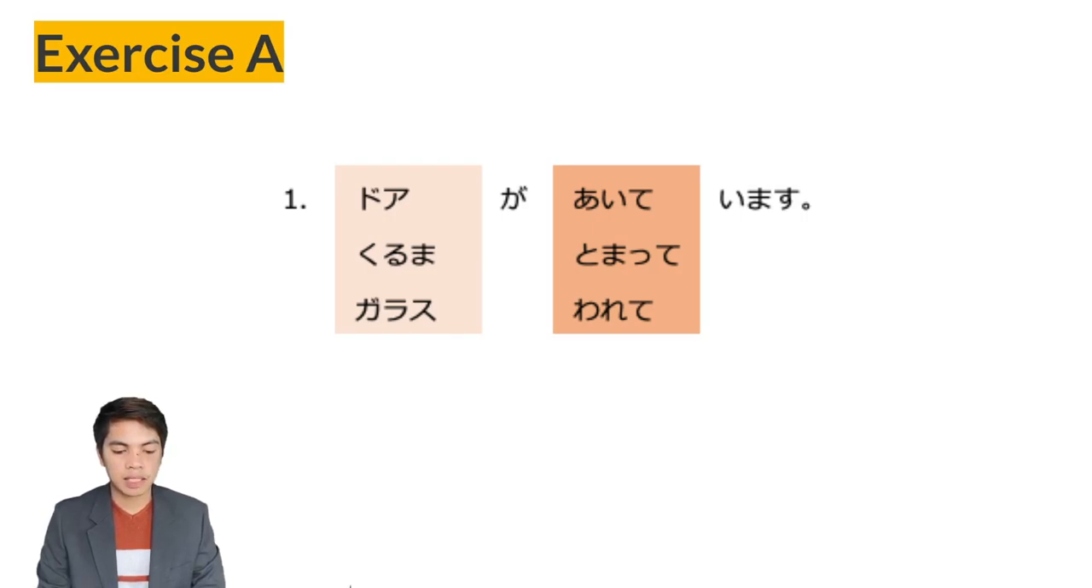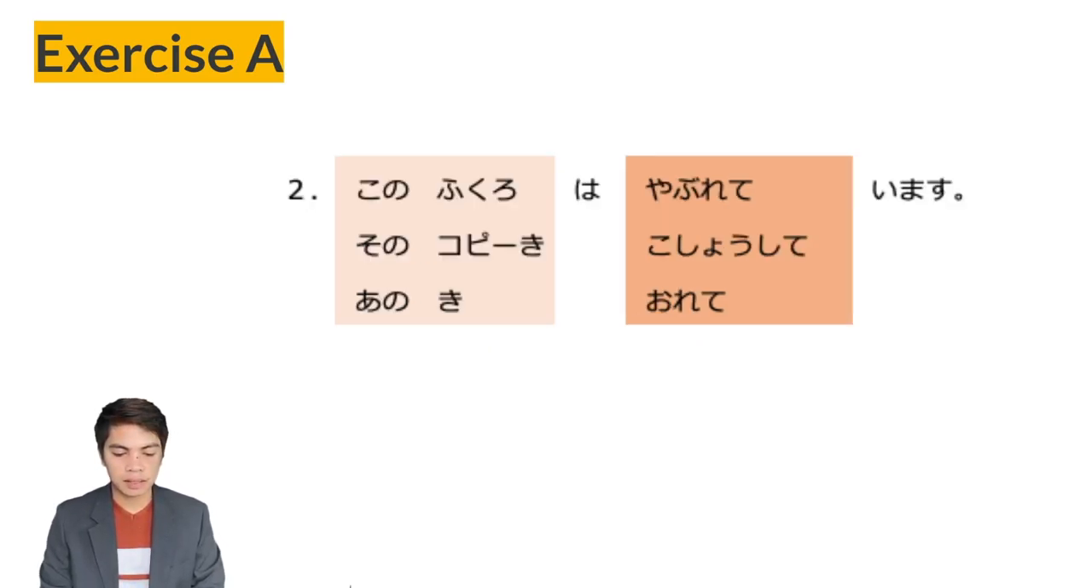Next line, kuruma ga tomatte imasu. Kuruma ga tomatte imasu. From the verb tomarimasu, to stop, tomatte imasu means the car is parked. So remember, the particle used in this kind of verbs is ga, the particle ga. So object ga and intransitive verb. Next line, garasu ga warete imasu. Garasu ga warete imasu. The glass is shattered. Waremasu means to shatter. Warete imasu, shattered.